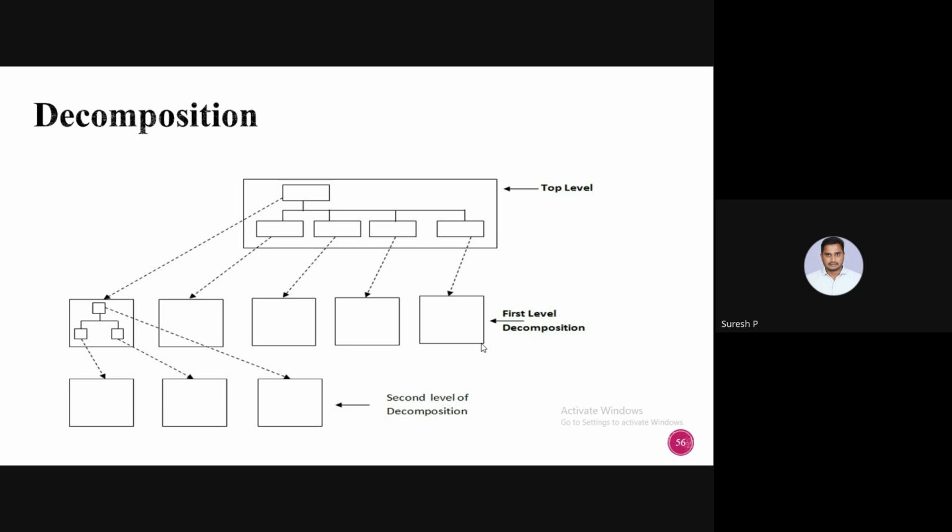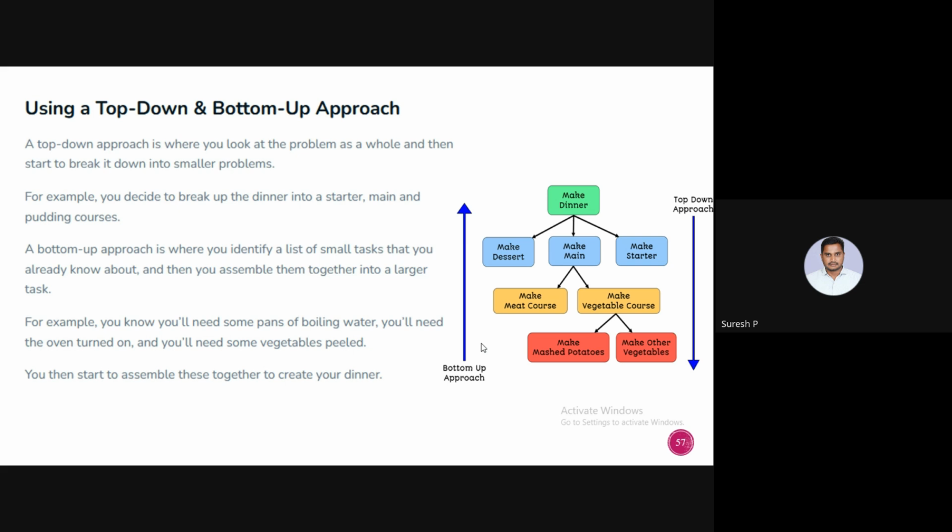Tree structure modules are called what? Decomposition modules. So for dividing the problem and merging the problem into a single one, we can follow two types of approach. Two types of approaches we can follow for dividing the problem into decomposed problems. One is the top-down approach, another one is the bottom-up approach.